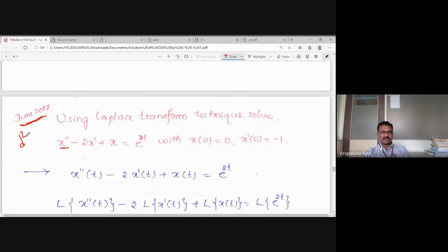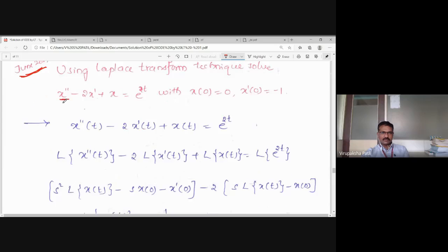So you have to solve this equation, d square x divided by dt square minus 2 dx by dt plus x of t, for x. Is that clear? Next, we need to write this in standard form, as a function of t: x double dash of t minus 2 into x dash of t plus x of t is equal to e to the power 2t as it is. We will think of the initial conditions later.